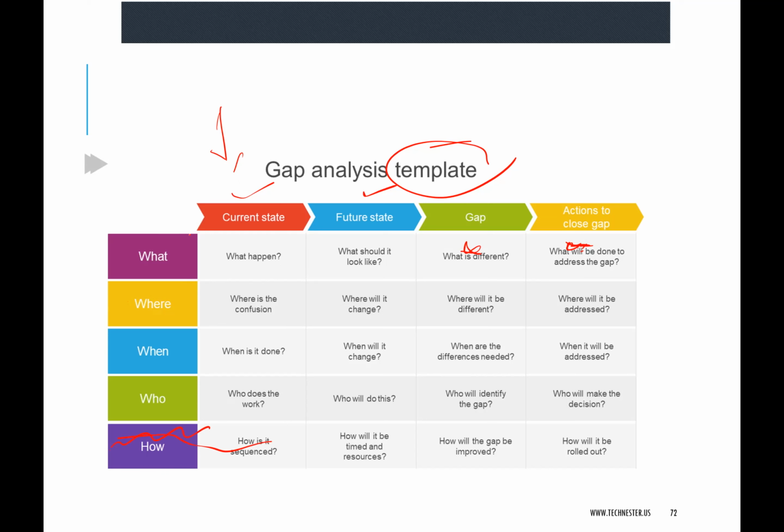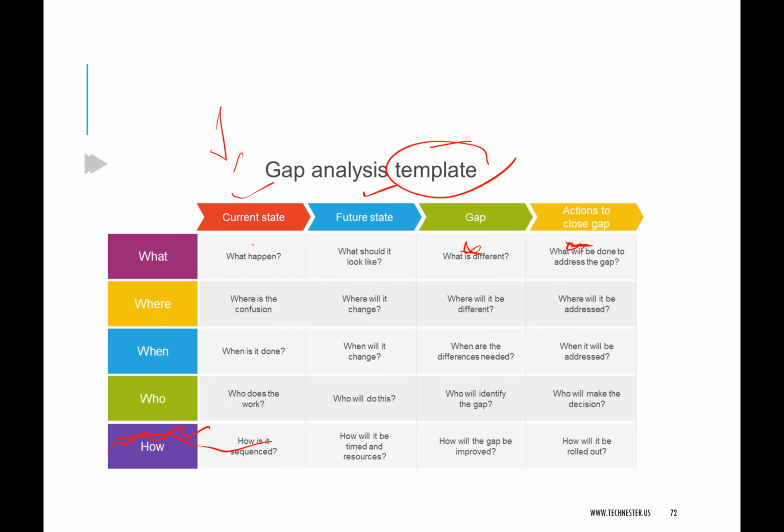But you get that what you want to find out is what is the current state of maybe this product or this enterprise or this department? What is the future state we want? What is the difference between these two? And what actions do we need to take to close this difference, to resolve this difference? That is what gap analysis is about.